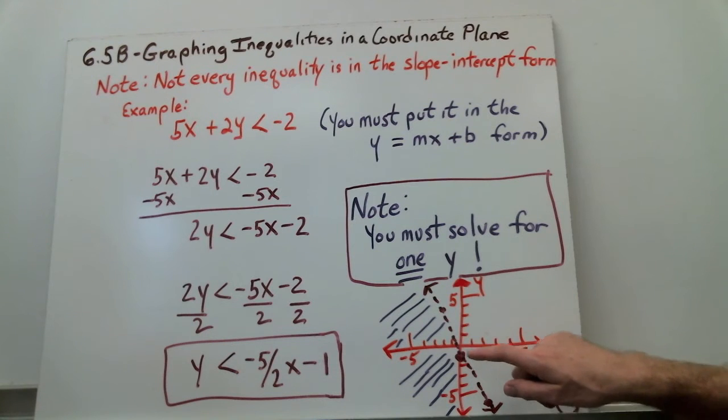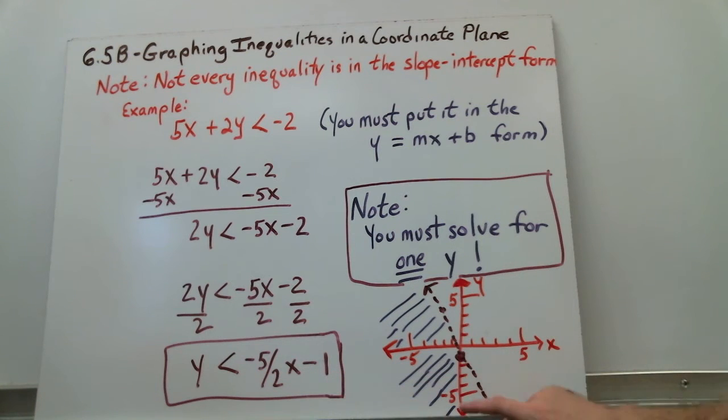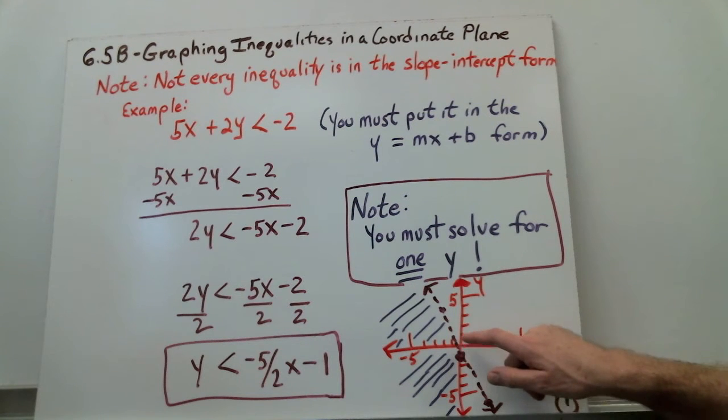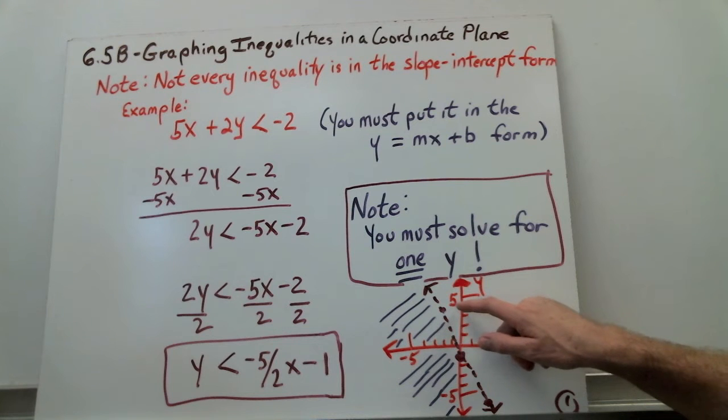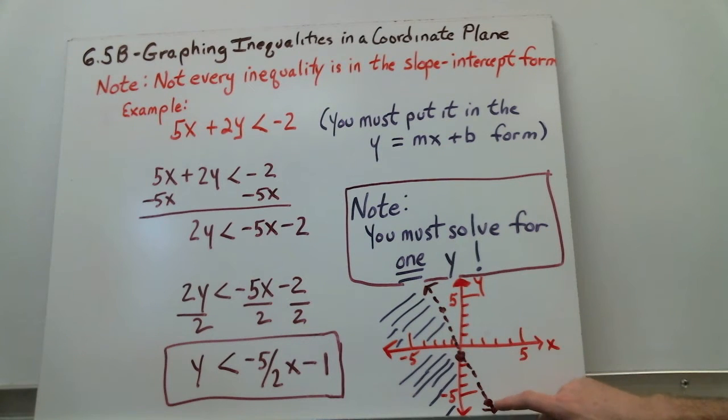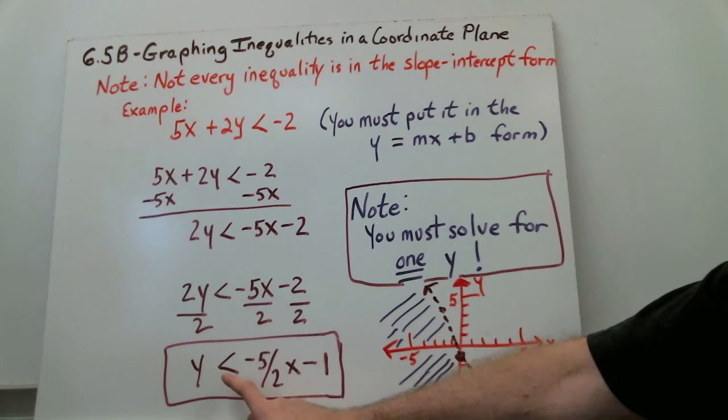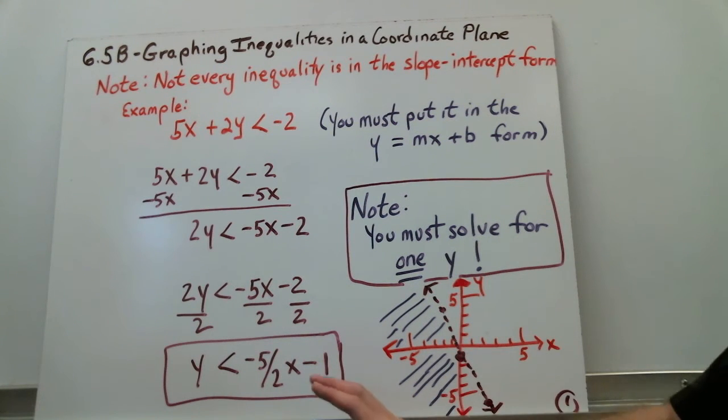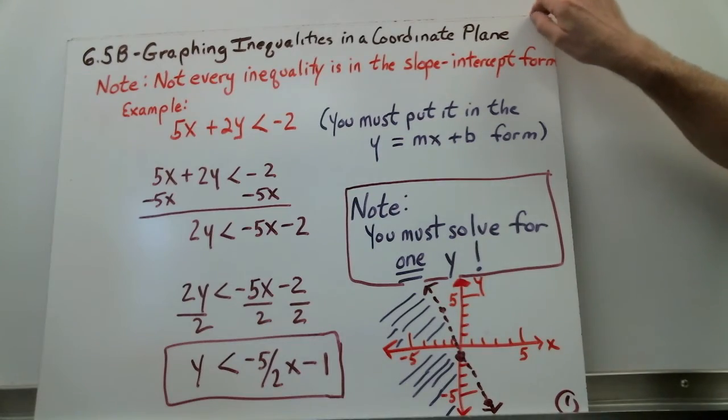So we come over here to graph it. We go down to a negative 1, right? And our slope is negative 5 halves, so it's down 1, 2, 3, 4, 5, and then over 2. Or if you want, you can go up 1, 2, 3, 4, 5, and over negative 2. We used a dotted line because it is just less than. And remember, if it is less than, we're going to graph below the line that we have. This is the graph of y is less than negative 5 halves x minus 1. Let's move on.